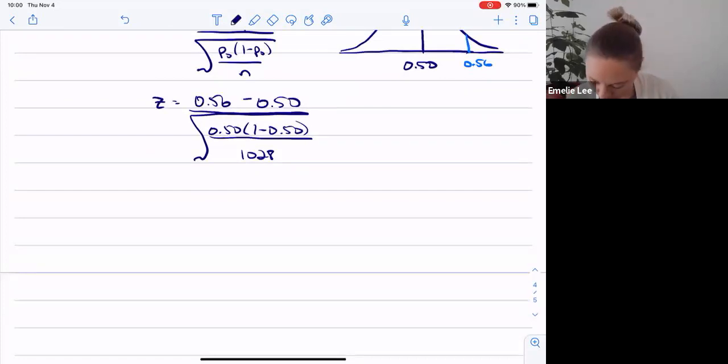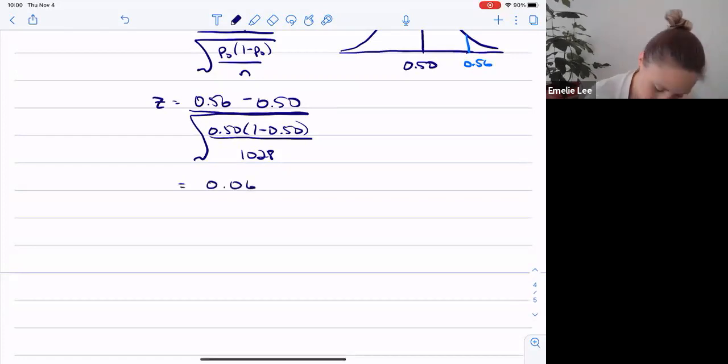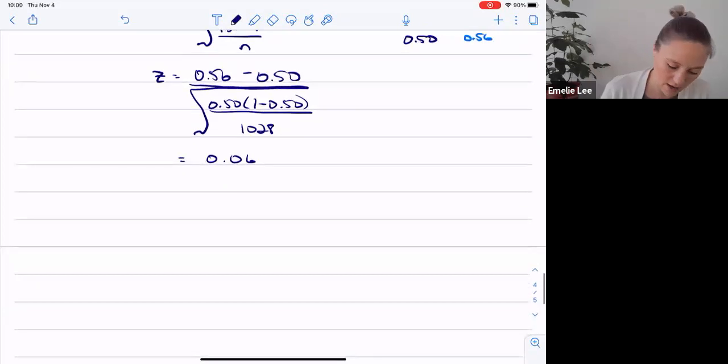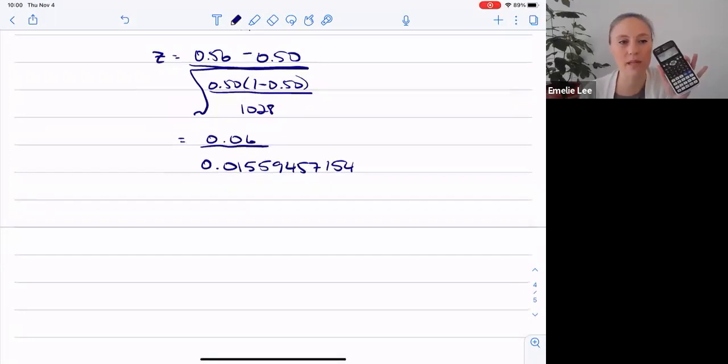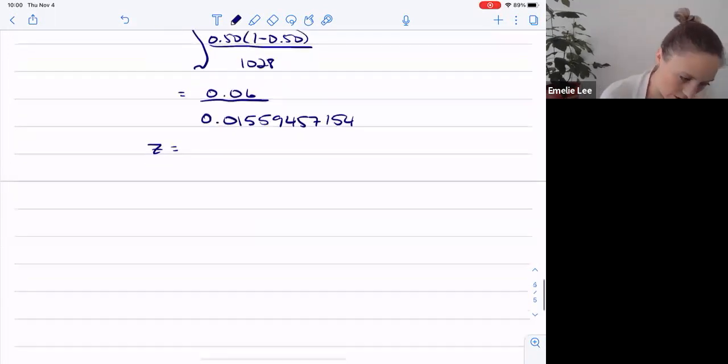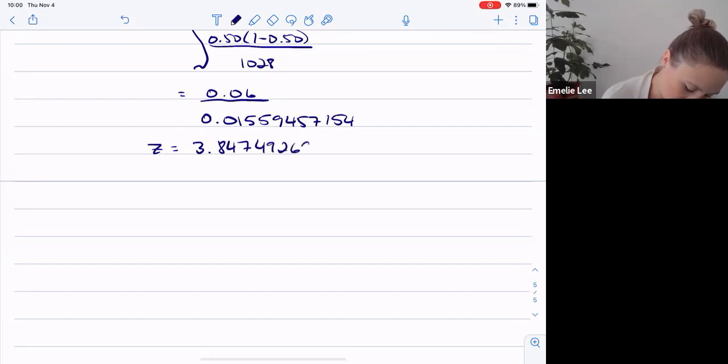So 0.56 minus 0.5 is easy enough. I get 0.06, and then 0.5 times 0.5 divided by 1,028. Don't forget to take that square root. I'm going to do that right away, and I get 0.01559457154. I'm going to keep all those decimal places. There's no harm in jotting them all down. So now I'm going to do 0.06 divided by that, and I get a Z of 3.84749269.